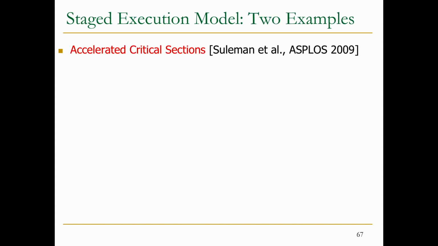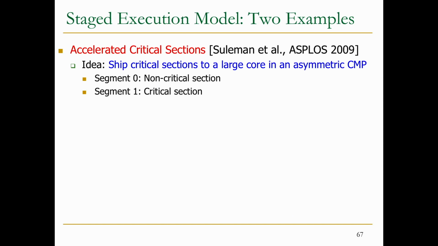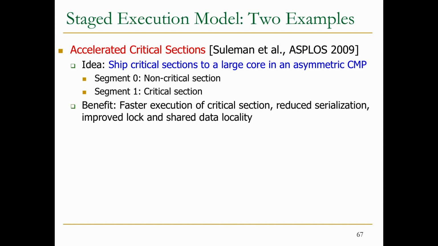So let's take a look at the accelerated critical section example. We already know the key idea. In this case, segment 0 is the non-critical section, segment 1 is the critical section. There are only two segments in this case. And we know that there are a lot of benefits to it by now.